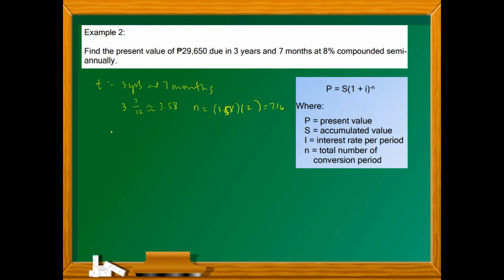And then your i is 0.08 divided by 2. So we have P here equals 29,650 times quantity 1 plus 0.08 over 2 to the negative 7.16.